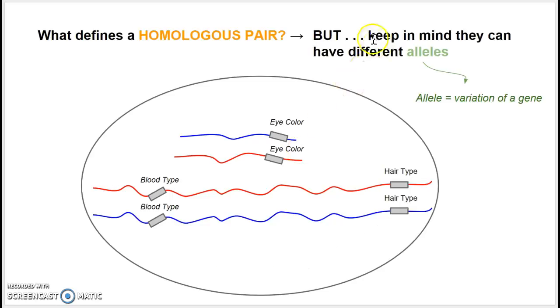All right. However, what they don't need to have is the same alleles. As a quick reminder, alleles are variations of genes. Eye color is a gene. What are some variations of eye color? Brown, blue, hazel, green, etc. Those variations, those colors, brown, blue, green, are the alleles, and eye color is the gene. So when you have these different genes, they can have different alleles in those places.